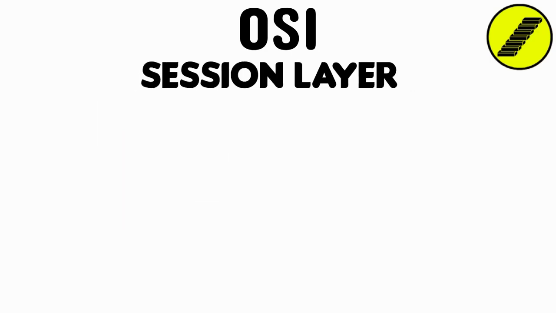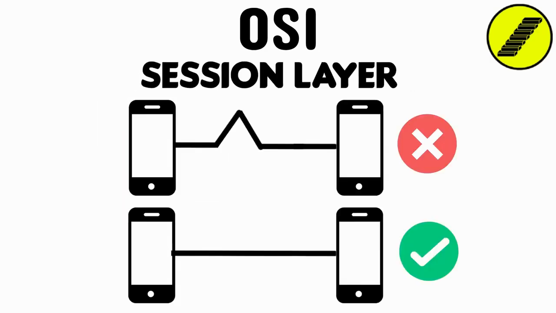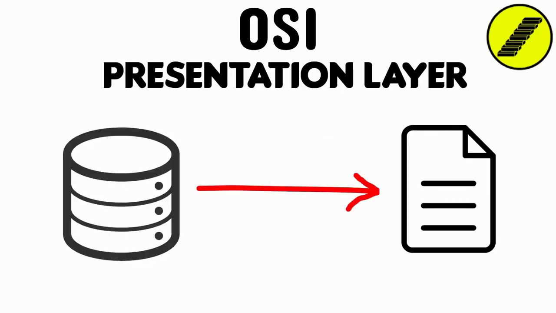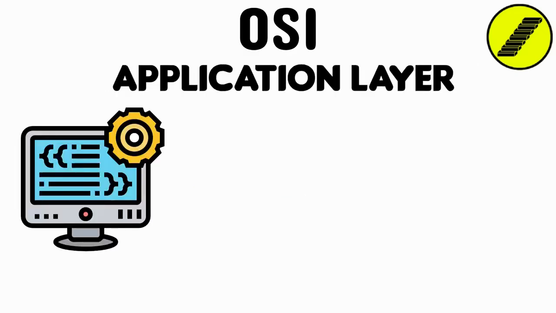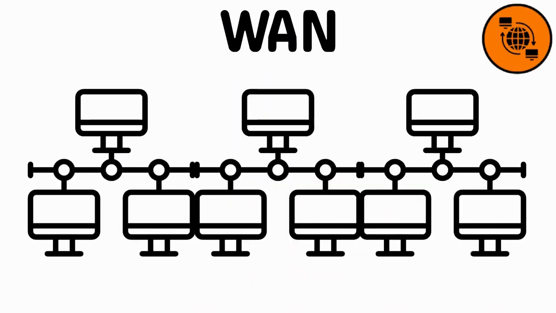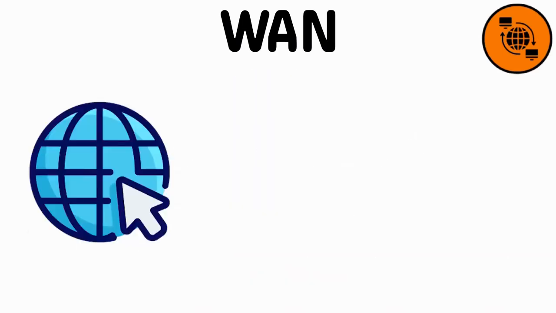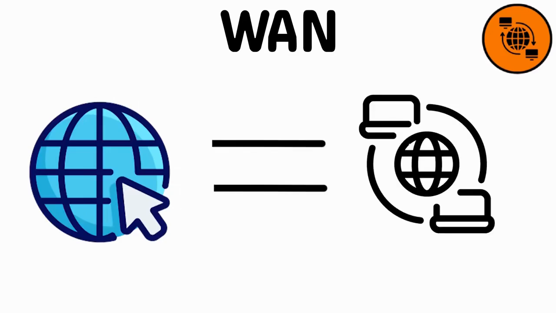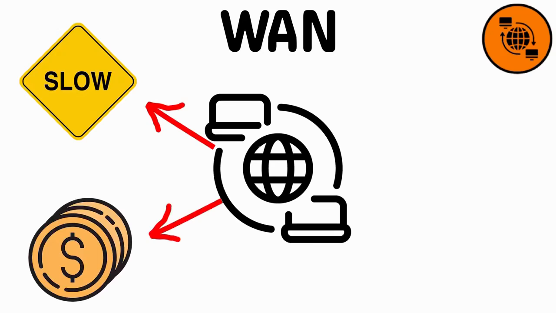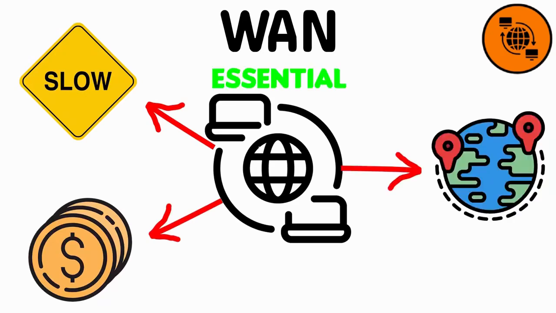Session layer manages sessions and maintains the state of communication. Presentation layer formats and encrypts data for the application layer, ensuring data is readable. Application layer interacts with software applications to provide network services. A WAN is a network that spans a large geographic area, connecting multiple LANs, local area networks. The internet is the largest example of a WAN.